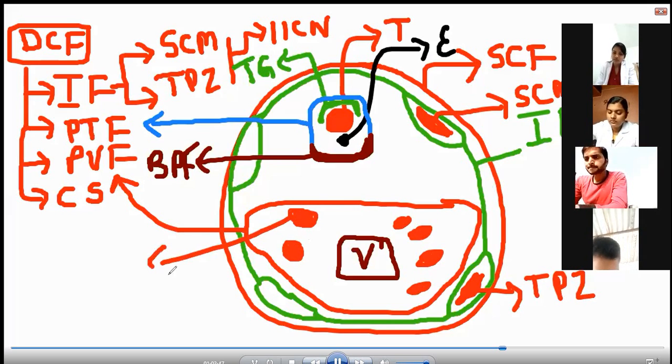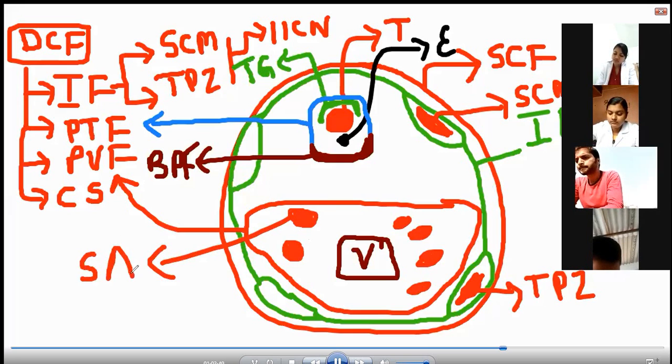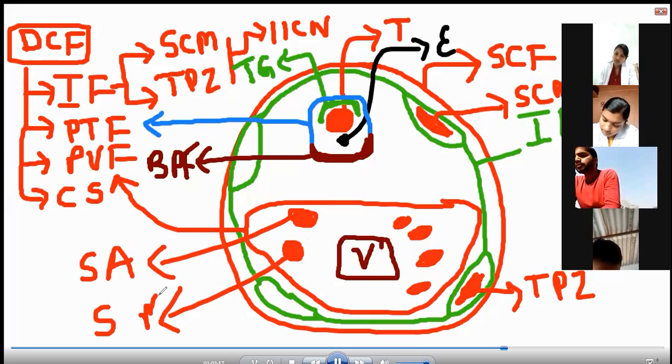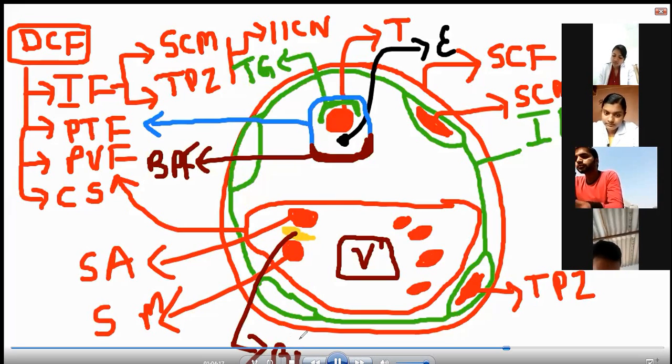This is your scalenus anterior muscle. This is your scalenus medius muscle. And in between these two muscles, what is present? See here, this yellow structure is present. And what is the name of this structure? This is your brachial plexus.